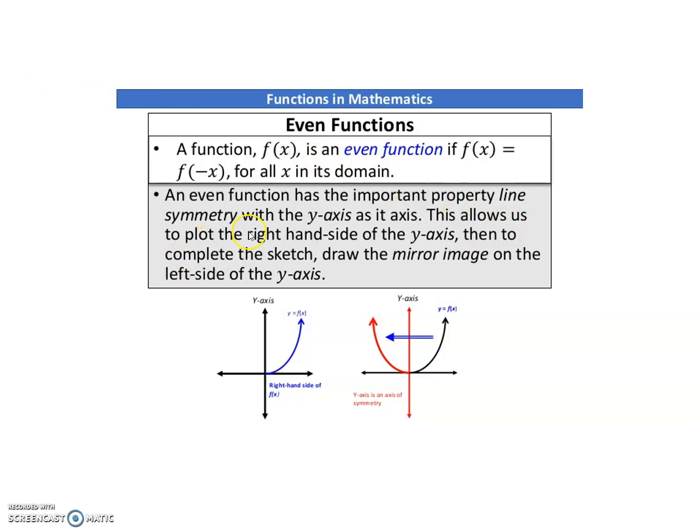This allows us to plot the right hand side of the y-axis, then to complete the sketch and draw the mirror image on the left hand side of the y-axis. It is shown in this diagram: first, second, third and fourth quadrant, the y is equal to f of x. It gives the positive value of y.